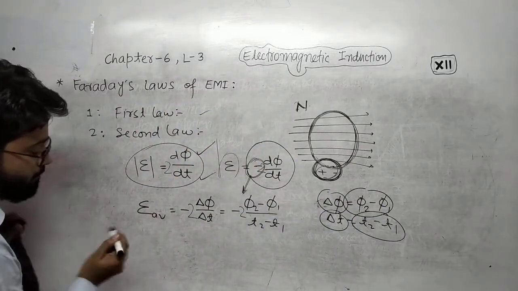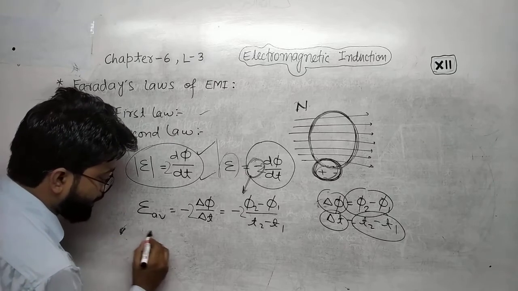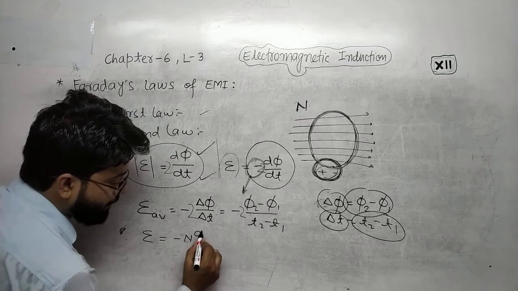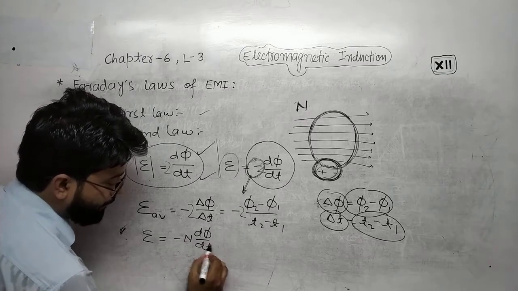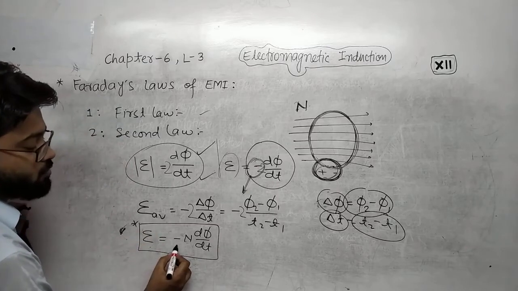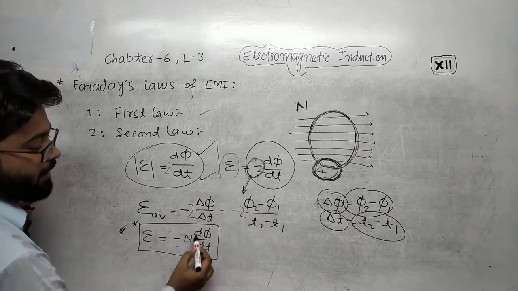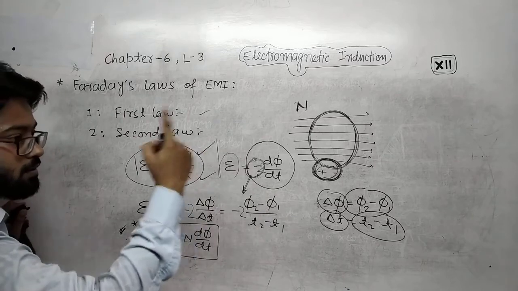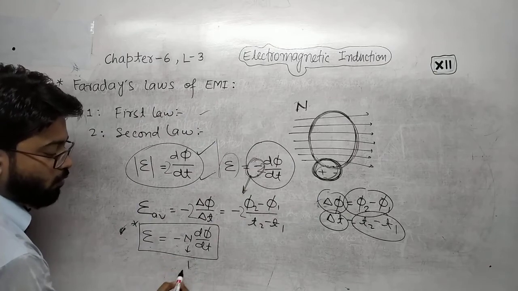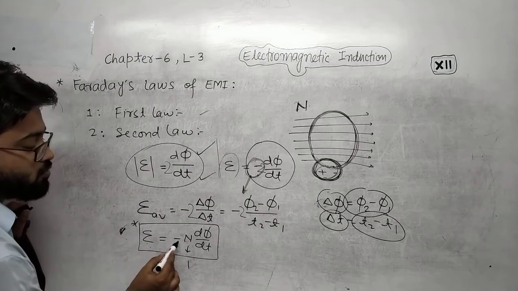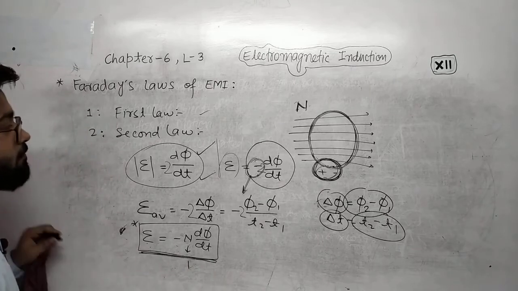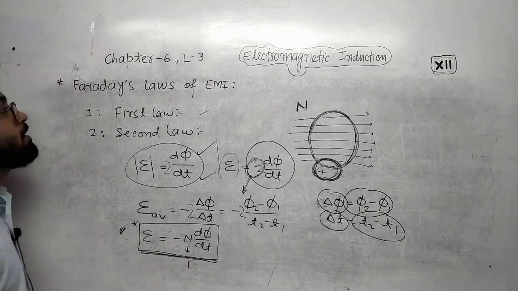Now here we can say that the total EMF will be equal to minus n d phi upon dt. The total, net EMF will be equal to minus n times d phi upon dt. If the wire is wound only one time, n will be equal to 1, and that gives E equals minus d phi upon dt. Hope you're understanding. This is very easy, and we will solve questions based on Faraday's law.